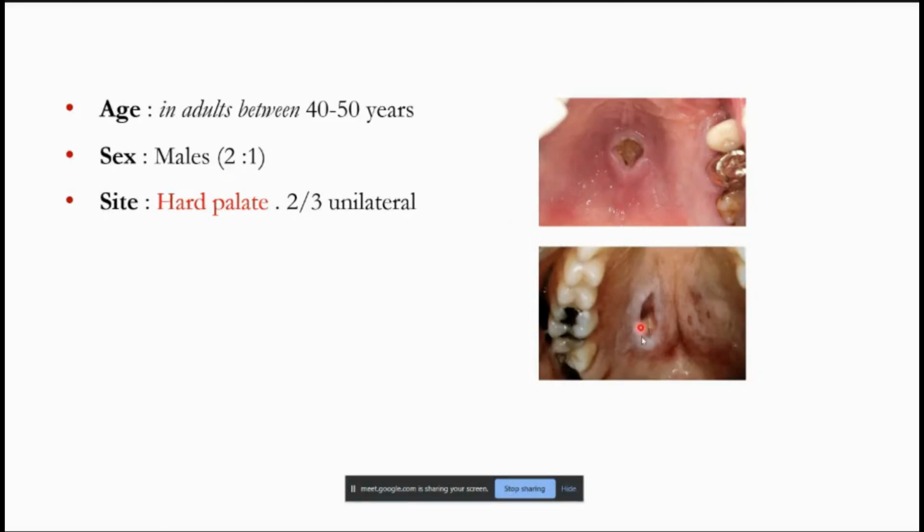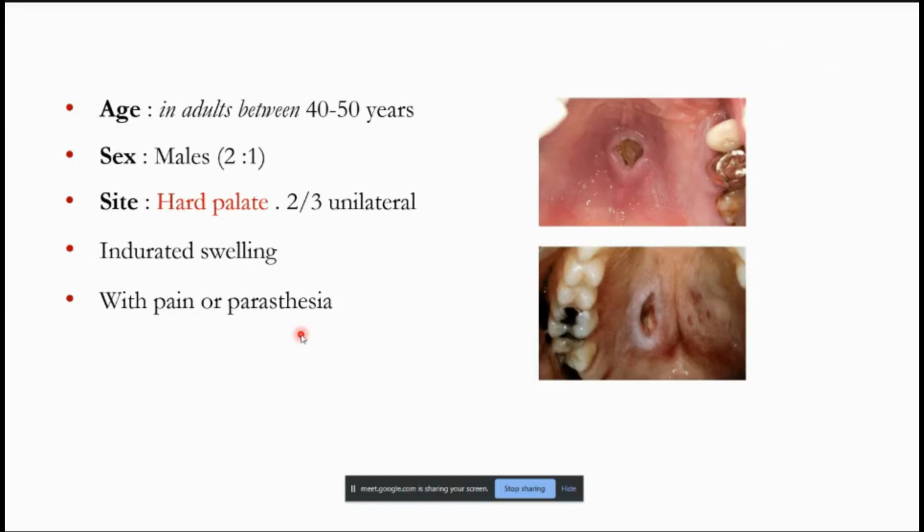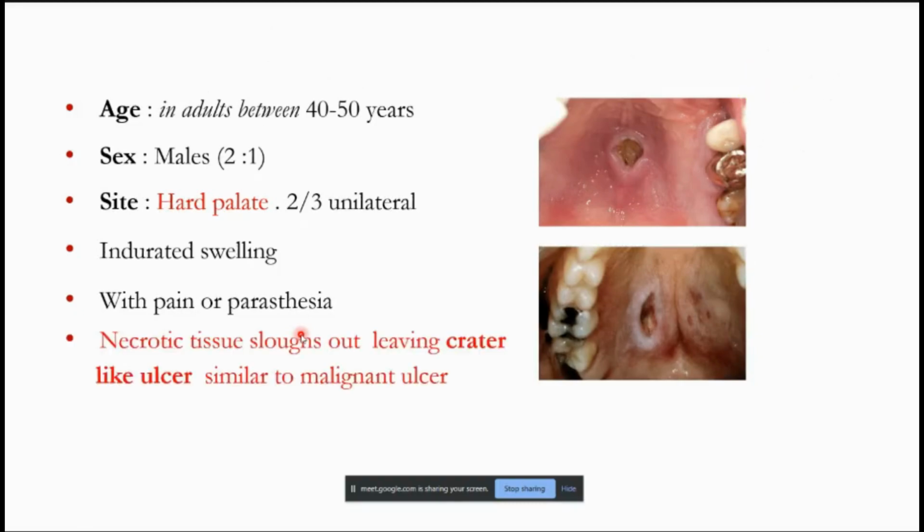Hard palate, as you can see, is the site of occurrence of necrotizing sialometaplasia, and even the malignant salivary gland tumor, like mucoepidermoid carcinoma, has a similar clinical picture. It is seen in the hard palate, seen as an ulcerative growth. Okay, that's why you have to be very careful in differentiating them. And indurated swelling, I hope you all know about the borders, whether it is indurated, inverted. So this is an indurated swelling. It can be present with pain, or sometimes there can be paresthesia. So I've told you what is paresthesia. It is partial anesthesia or partial loss of sensation.